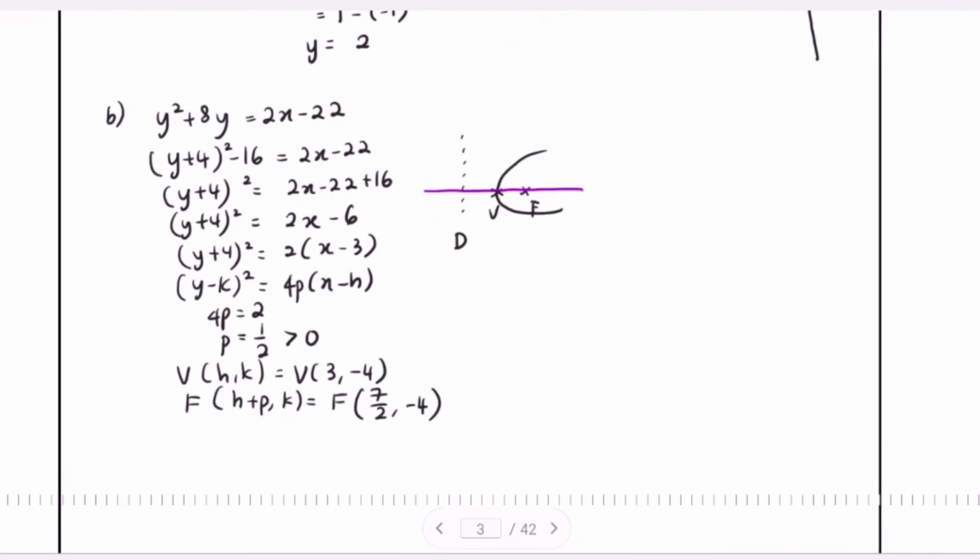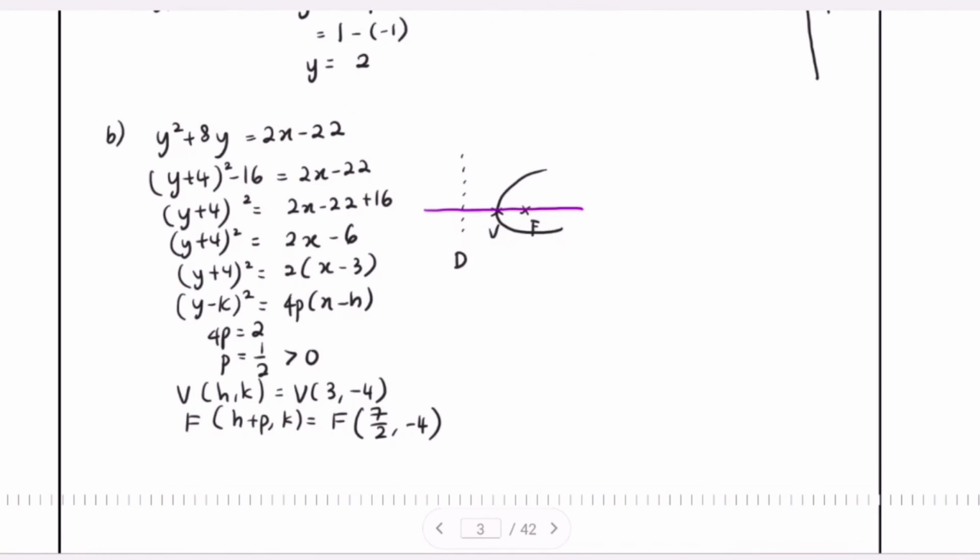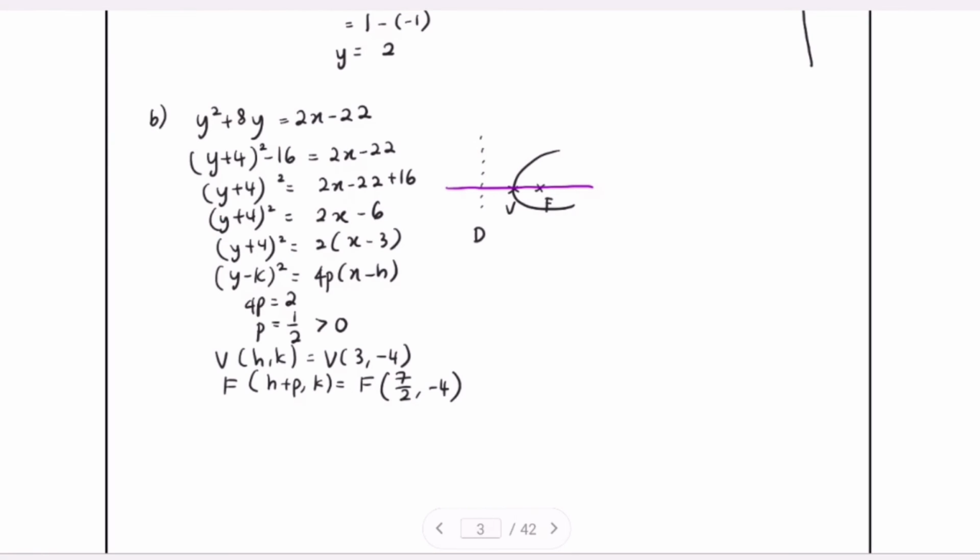For the directrix, the formula is x equals h minus p. So our h is 3 minus 1 over 2. So that will be 5 over 2.